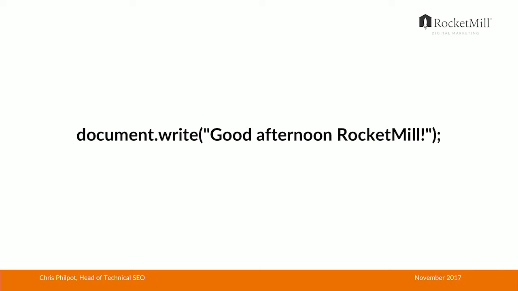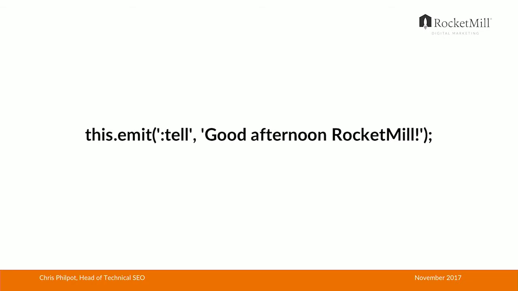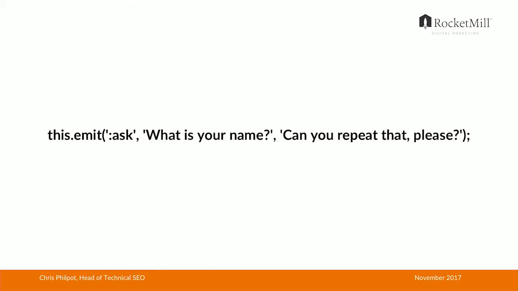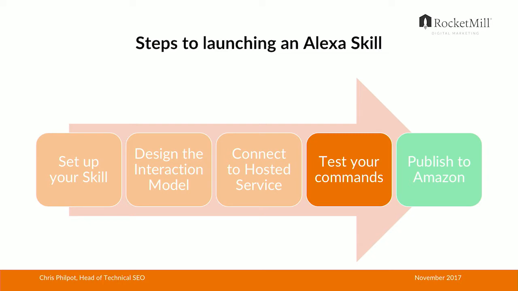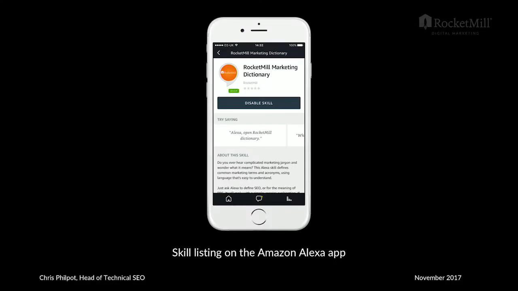In terms of syntax, if you're used to using document.write within JavaScript, then you just need to modify your thinking slightly to use the Alexa SDK, and you can ask Alexa to tell the user something, or tell Alexa to ask the user something. We'll link to a full introduction to the Alexa SDK for Node.js in the video transcript. And so in terms of the steps to launching a skill, we're about here, testing our commands. The final step is to enter some information so that your skill can be listed within the Amazon Alexa app on mobile phones and moreover on the Amazon website so that people can download it.